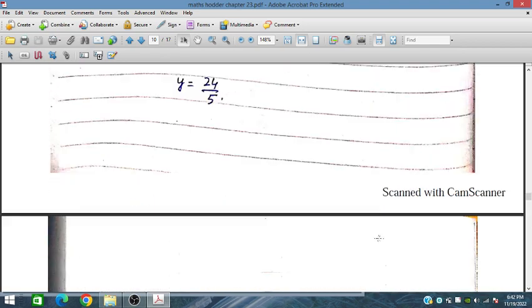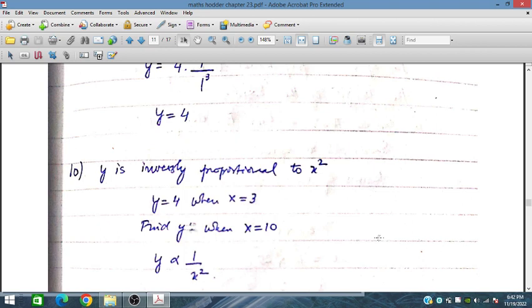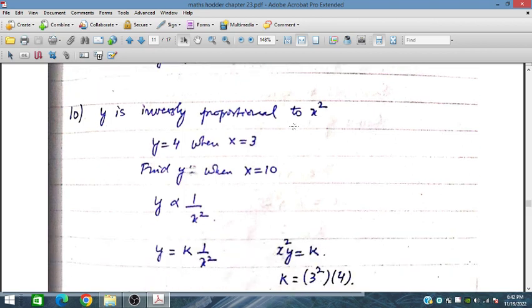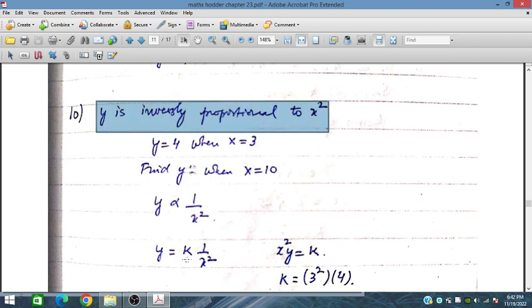So for this one, y is inversely proportional to x squared, so y is equal to 4 when x is equal to 3. Find y when x is equal to 10. So we have this relationship, this information is given. From this we have y is equal to k, this proportionality goes with some constant, 1 over x squared.